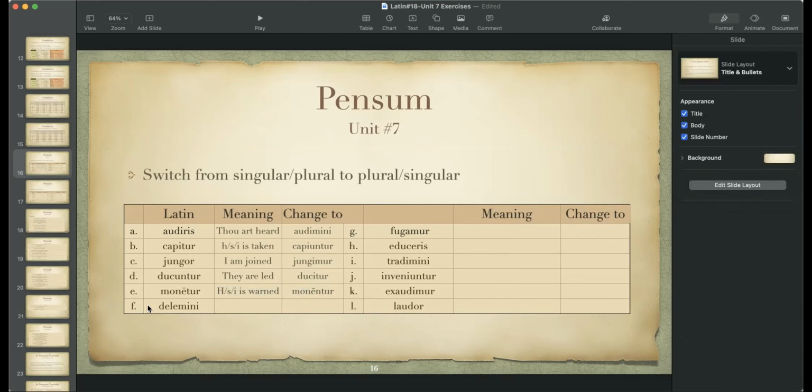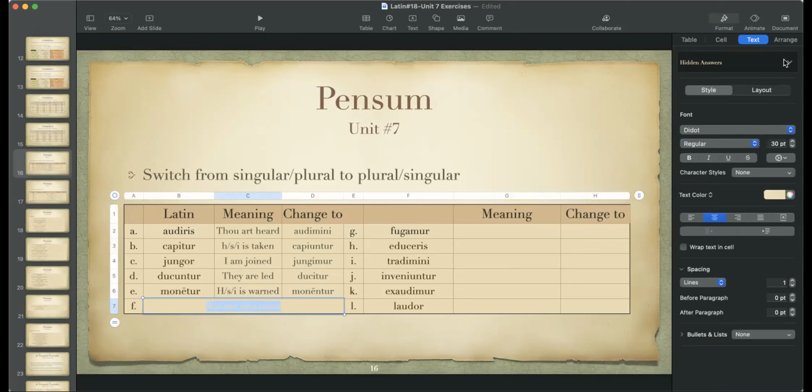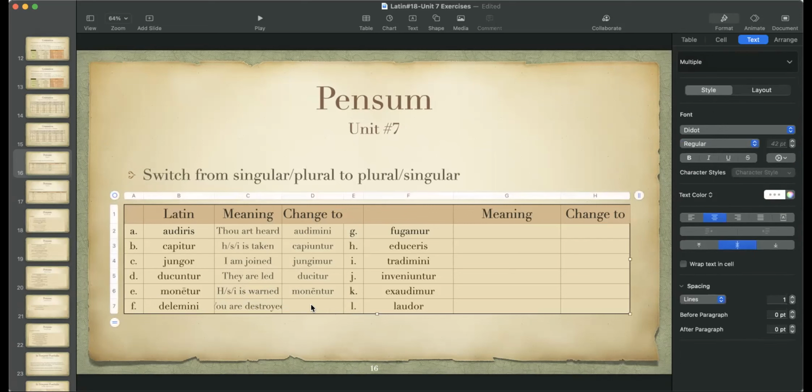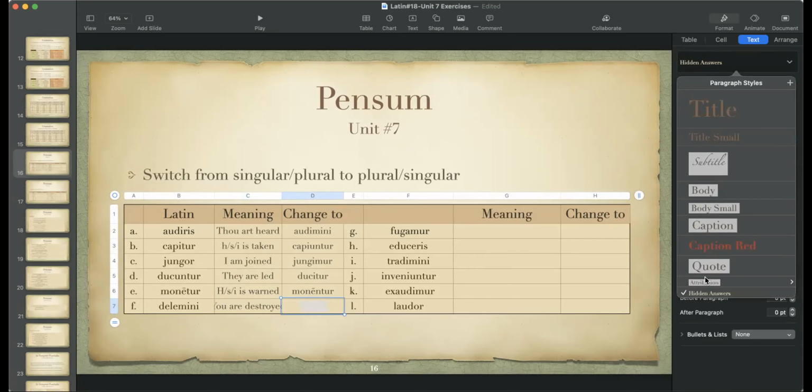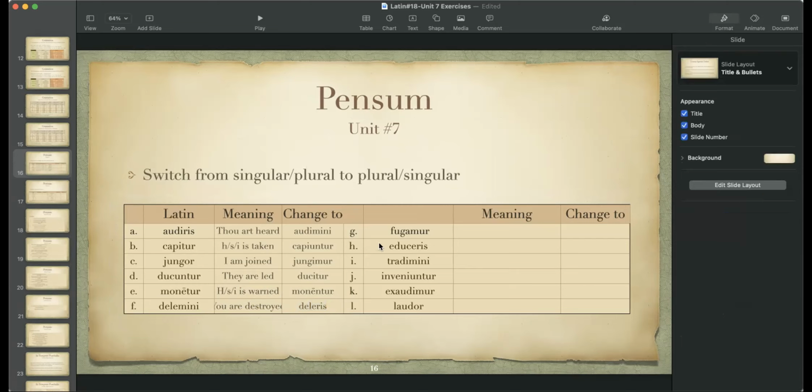All right. Deleimini. This does not refer to airport air travel. You are destroyed. You are destroyed, right. Yes. And then singular. Deleris. Deleris, yes. All right.